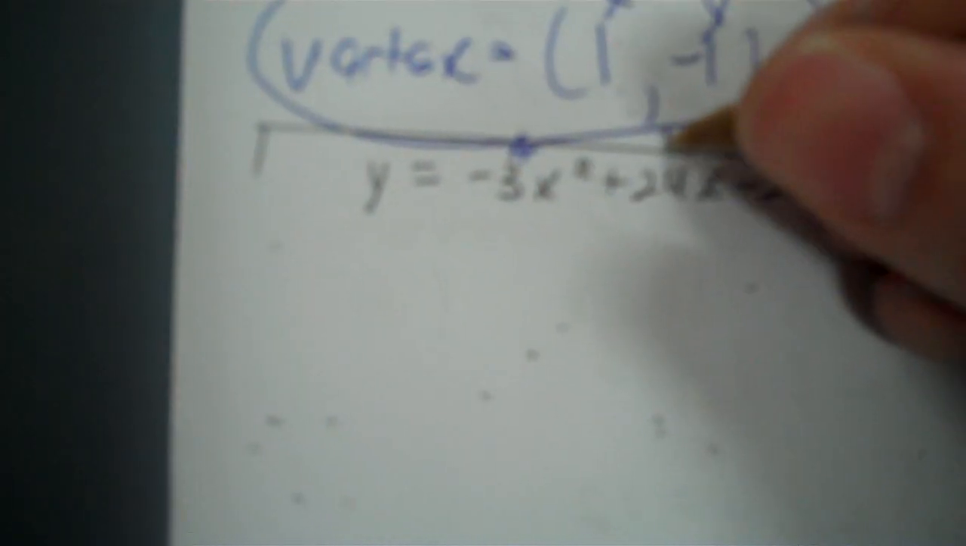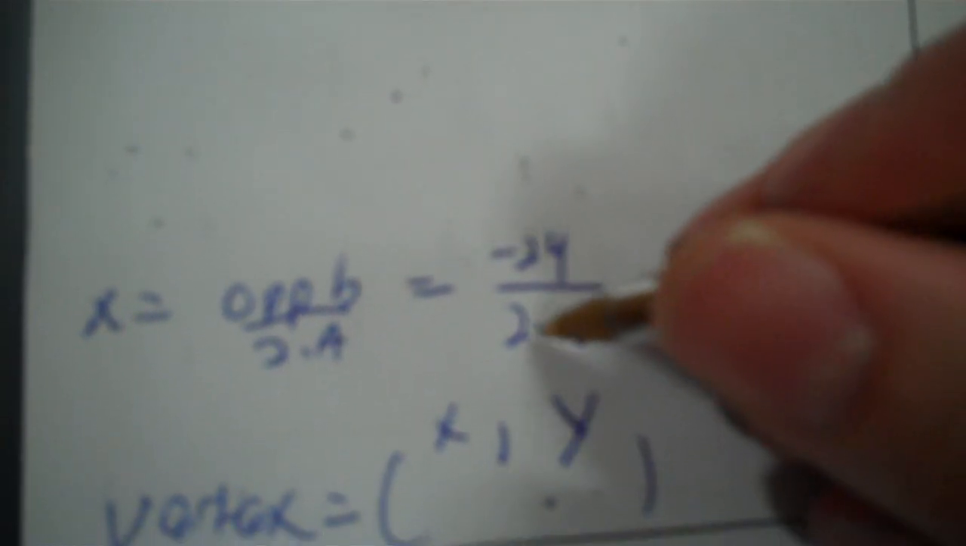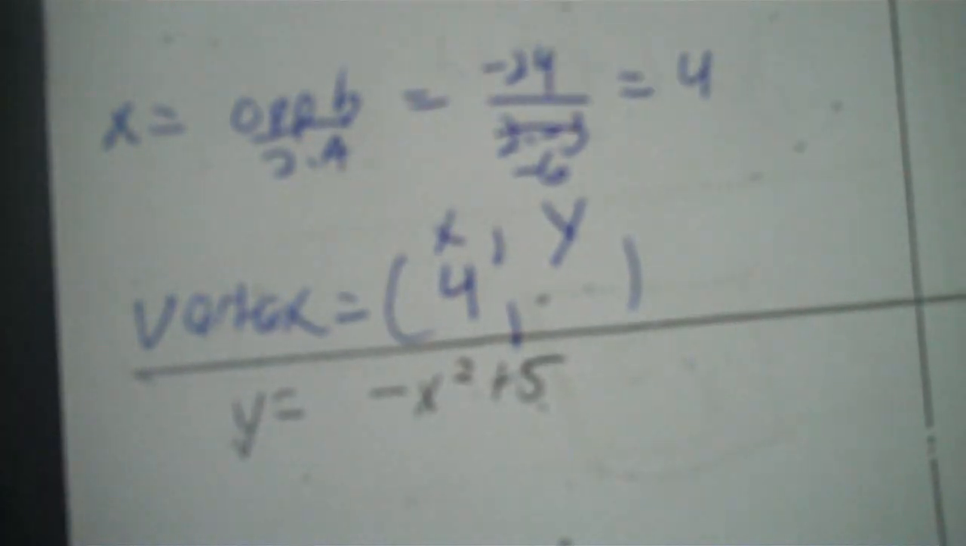Okay, so this is A, this is B, this is C. The x in the vertex is equal to the opposite of B divided by 2 times A. So the opposite of positive 24 is negative 24. And then I do 2 times negative 3. We got to multiply that first. You got to find what's on the bottom. 2 times negative 3 is negative 6, and that equals 4. So 4 is your x vertex.